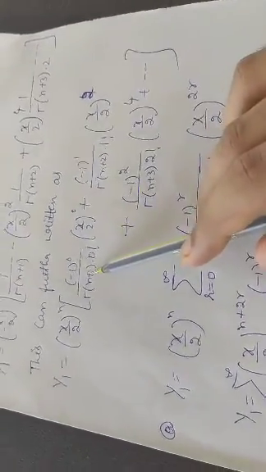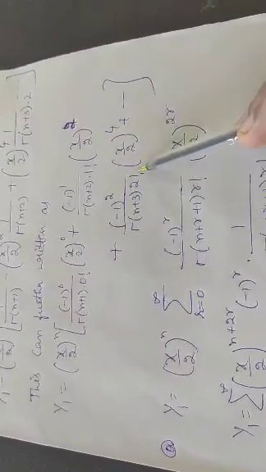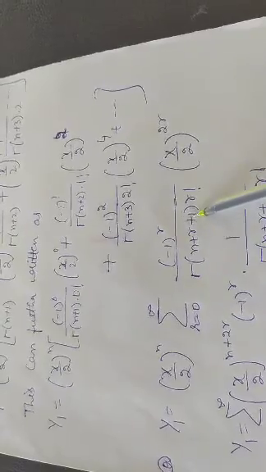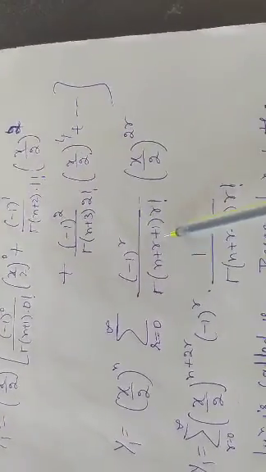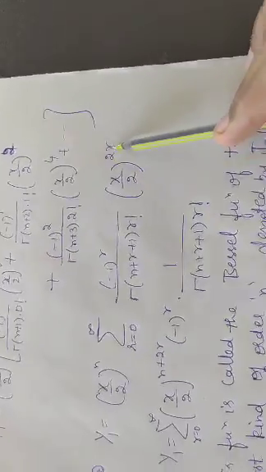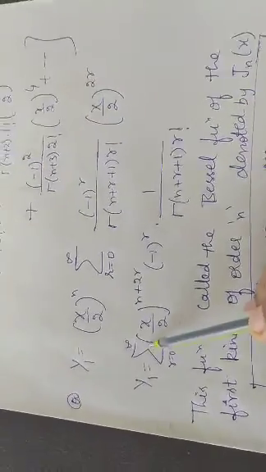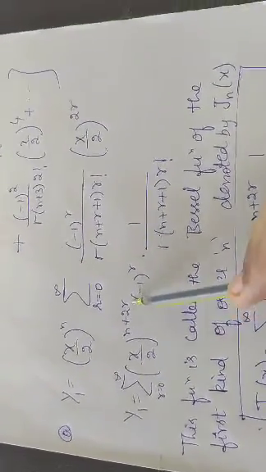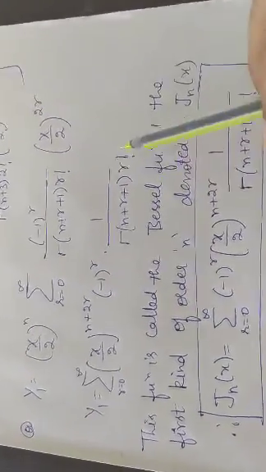When you observe the first term, it is 0 factorial; the second, 1 factorial; the third, 2 factorial. So this can be written as gamma of n plus r plus 1 into r factorial, just one term less than that. The powers of x by 2 are 0, 2, 4 and so on, which are even terms, (x by 2) whole power 2r. Combined, (x by 2) whole power n into (x by 2) whole power 2r is the sum from r equals 0 to infinity of (x by 2) whole power n plus 2r into minus 1 whole power r, divided by gamma of n plus r plus 1 into r factorial.